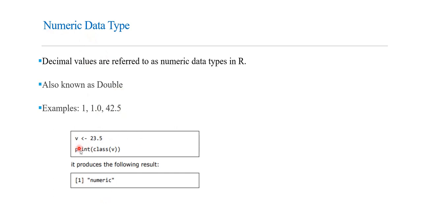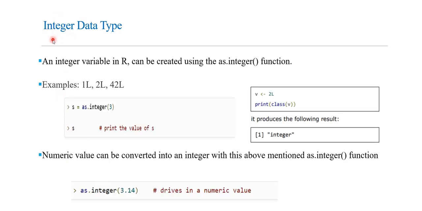Okay, so here I have saved the value 23.5 in the variable v. So if I want to check the data type of v, I have to use this function class of. So print of class of v. So 23.5 is nothing but the numeric data type, so numeric will be displayed. Okay, so numeric is nothing but any decimal value. Whenever you assign a decimal value to a variable, the data type of the variable will be numeric. Okay, so next data type is nothing but integer.